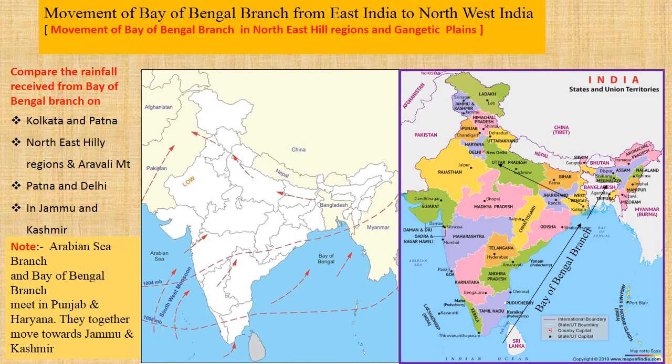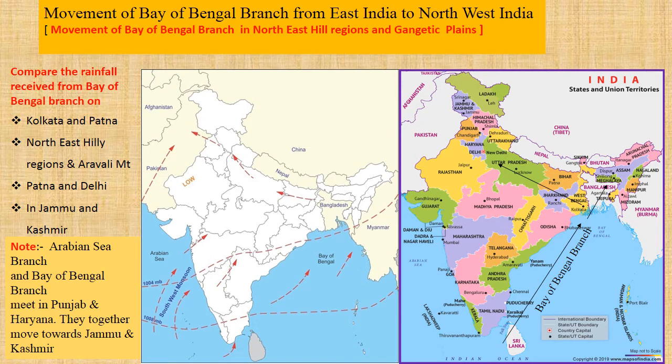Now, let's move ahead to the deflection of the Bay of Bengal branch over Gangetic Plains. Let's go to West Bengal. Kolkata will receive heavy rainfall from Bay of Bengal branch as this branch reaches Kolkata first. This branch will slowly move ahead from east, that is from West Bengal, to the northwest part, that is to Rajasthan. During this journey, it will go on losing the moisture.